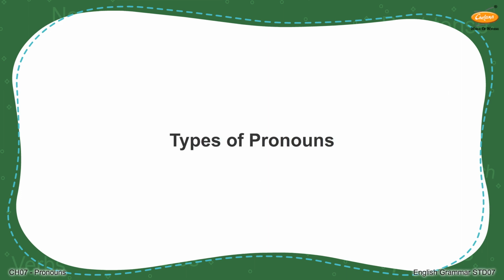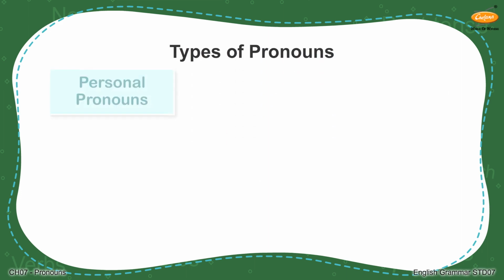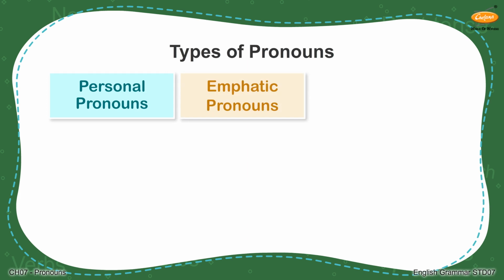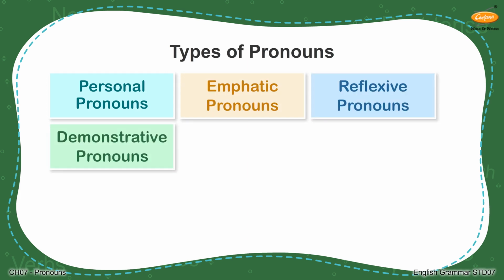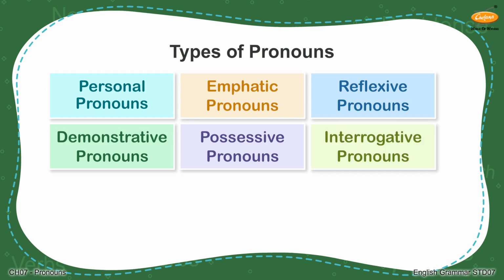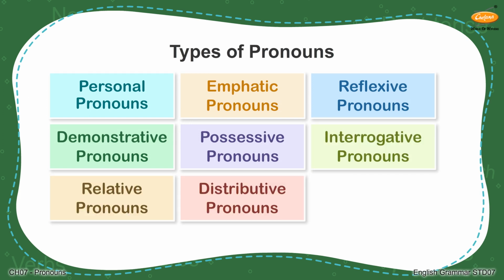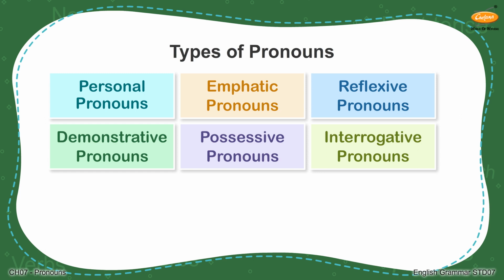Broadly, there are 9 types of pronouns: personal, emphatic, reflexive, demonstrative, possessive, interrogative, relative, distributive, and indefinite. In this lesson, we will be learning the first 6 types in detail.